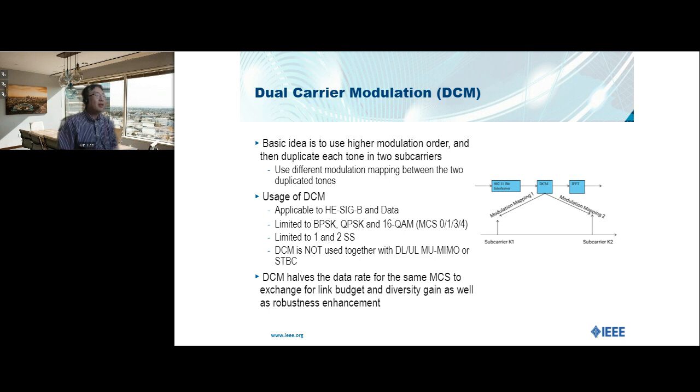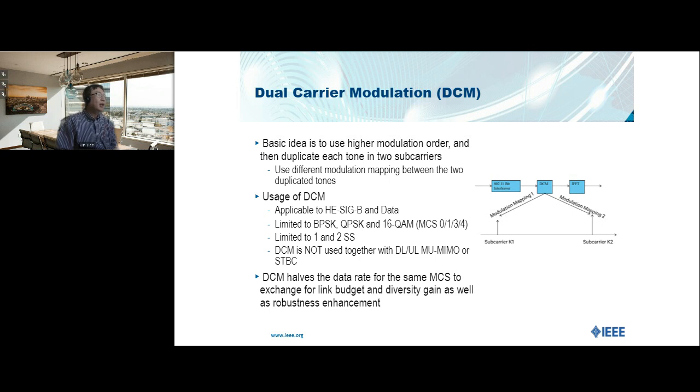On a high level, you duplicate the tone, and transmit the same information on the tone in two different subcarriers. By doing this, you basically halve the data rate, but in exchange you get link budget gain and also diversity gain. That's frequency diversity, because some parts of the tones may have better fading than the others. And also interference diversity: if some of the tones are heavily congested by interference, then you have another tone.